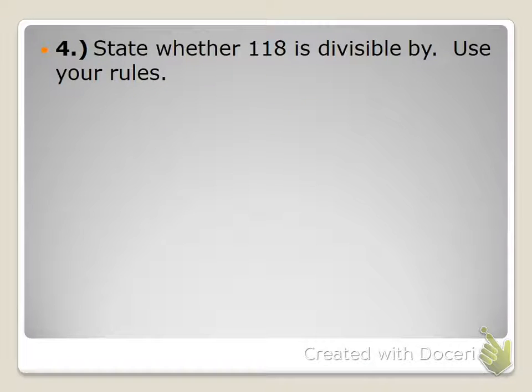Let's do one that's a little more interesting, 118. Will it be divisible by 2? Yes. Why? Okay, even number, or you could say 1's digit is divisible by 2. Is it divisible by 3? No. Why not? What's the sum here? 10. Okay, sum of the digits is 10. 10 is not divisible by 3, so 3 does not belong.